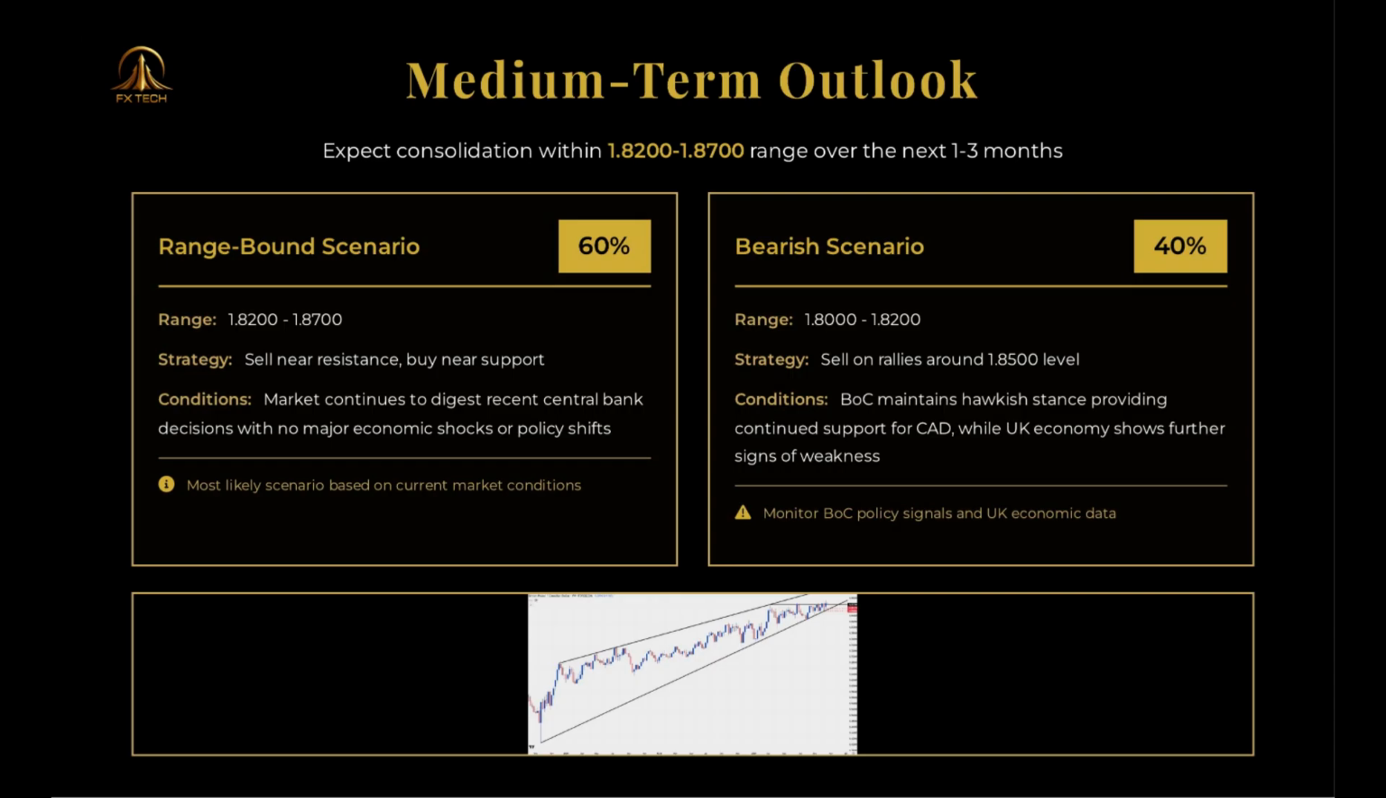The optimal strategy here is to sell near resistance and buy near support, essentially range trading the pair. The bearish scenario has a 40% probability, where GBPCAD breaks down to trade between 1.8000 and 1.8200. This would occur if the BOC maintains its hawkish stance, providing continued CAD support, while UK economic data shows further weakness. In this scenario, the strategy is to sell on rallies around the 1.8500 level. Monitor BOC policy signals and UK economic data closely, as these will be the primary drivers determining which scenario unfolds.